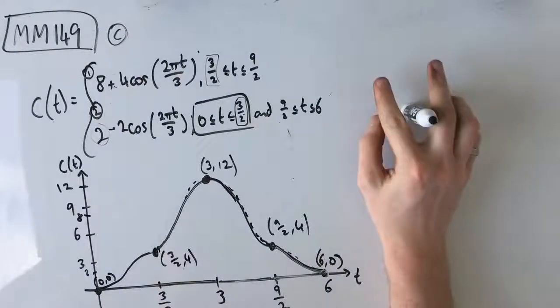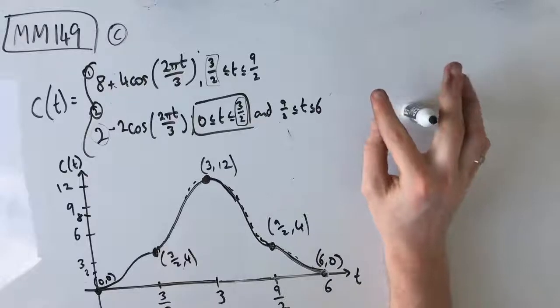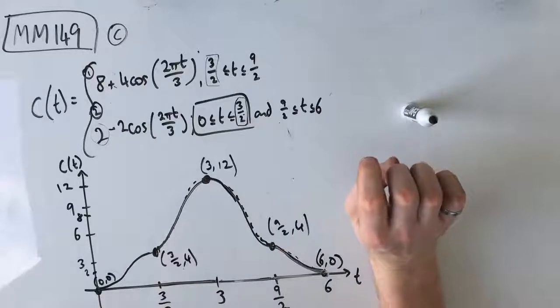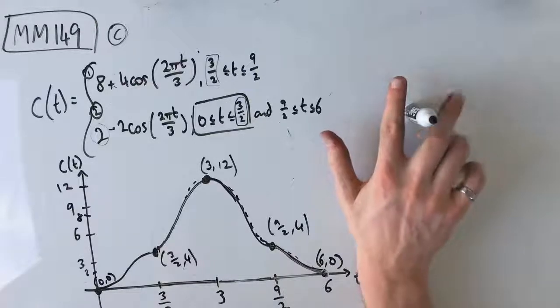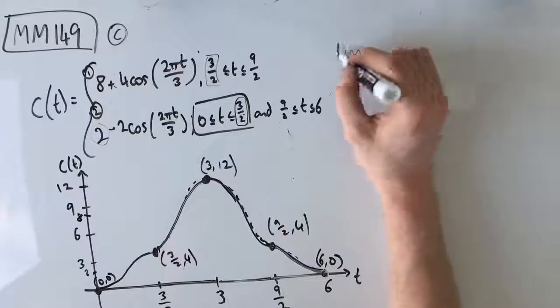D. If the venom's concentration rises above 10 millimoles per litre, Queensland is considered to be at a high risk of having a heart attack. Queensland gets bitten at 3:40 p.m. At what time does he first become at risk of having a heart attack? Cool. So this is just a 1-mark question, guys.